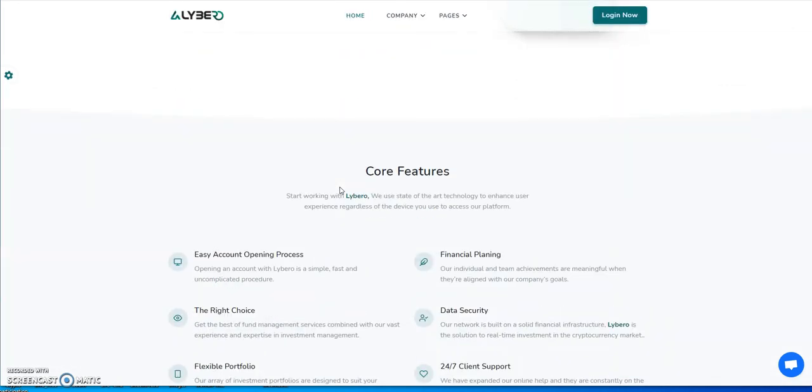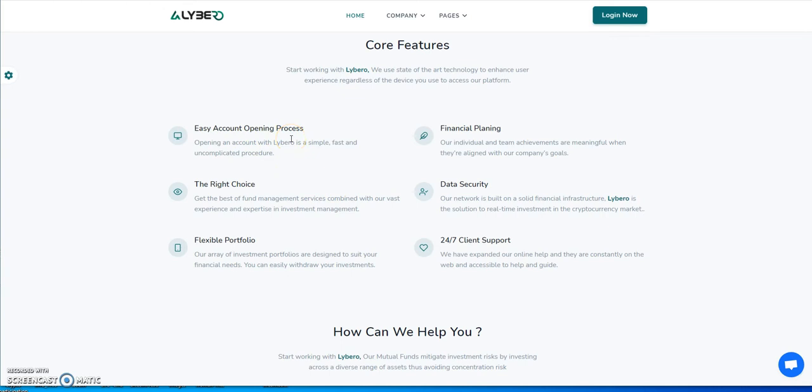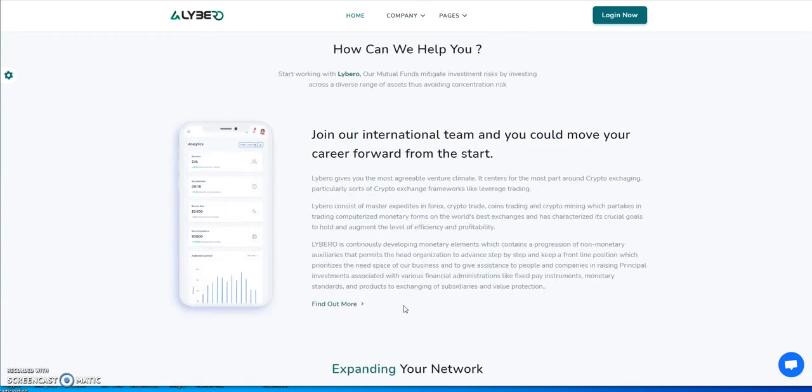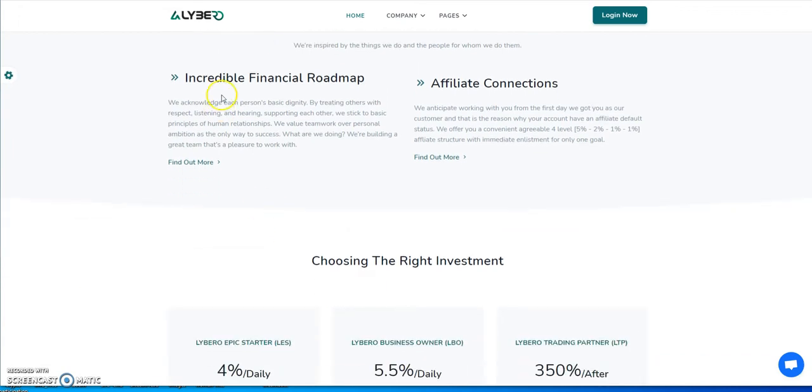So what else do they do? They got easy access. I love easy access. They got the right choice when it comes to fund management services. They got a flexible portfolio, very flexible. I'll show you that in a minute also. Financial planning, not planning like a plane, but planing, I'm missing an N. Data security, 24/7 client support, with the touch of that email right there. It says start working with Lybero, and they can handle that business. So we're just going to go straight to it. I love it right here. When you click on find out more about the financial roadmap, it's literally a map out there.